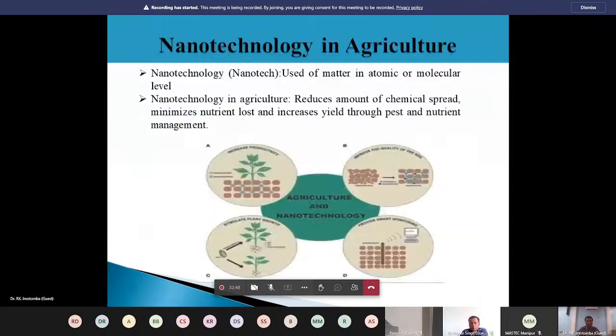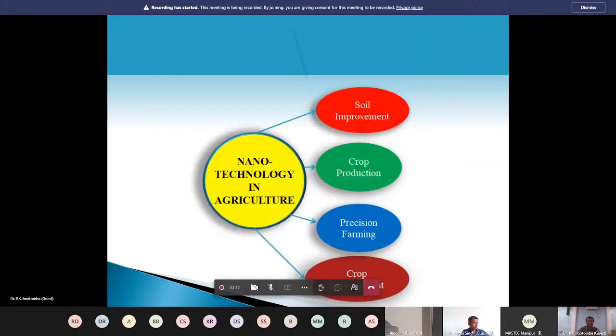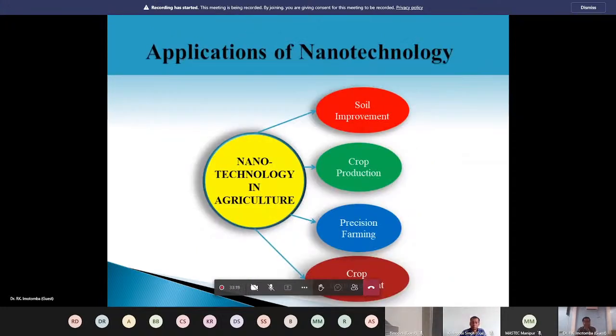And again, we are talking about another important technology, that is nanotechnology in agriculture. In the case of nanotechnology, we use particular chemicals at the molecular level, which reduce the cost of the chemicals, check unwanted spraying and nutrient loss, and increase the yield. Particularly, we use nanotechnology in soil improvement, crop production, precision farming, and crop improvement.